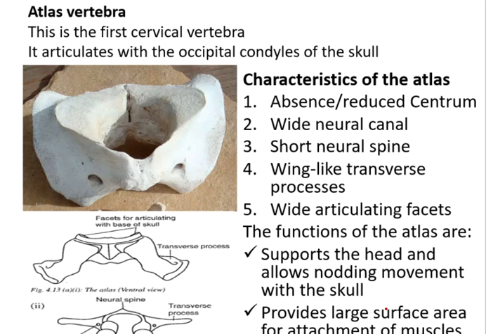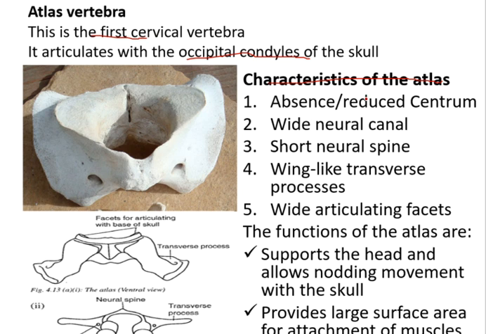Let's look at the atlas vertebrae in details. It is the first cervical vertebra, articulates with the occipital condyles, as we have said, of the skull, to form a pivot joint which allows nodding of the head or up and down movement of the head. Let's look at the characteristics of the atlas. Number 1, absence or reduced centrum.